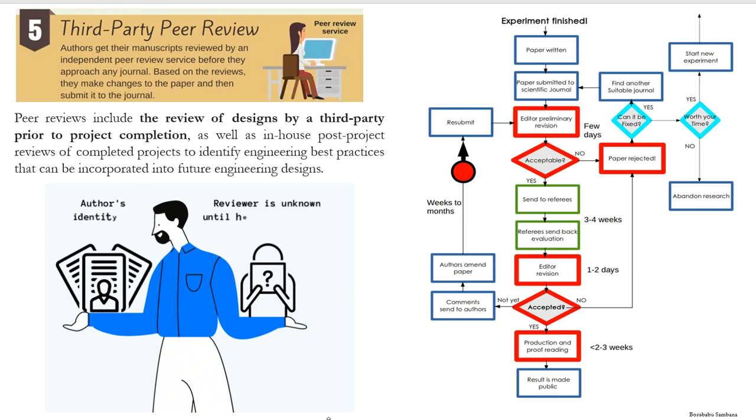Here, the author knows who the reviewer is, but the reviewer doesn't know who the author is. And the author can reveal the entire communication process and communicate directly through the publication channel like this. Okay, this diagram represents the third party peer review.